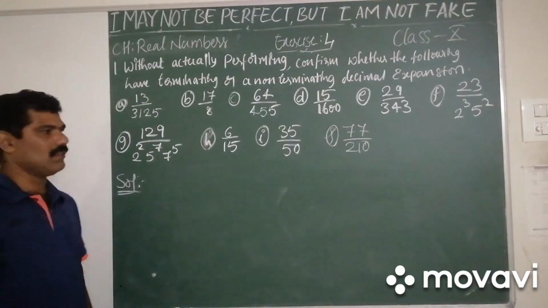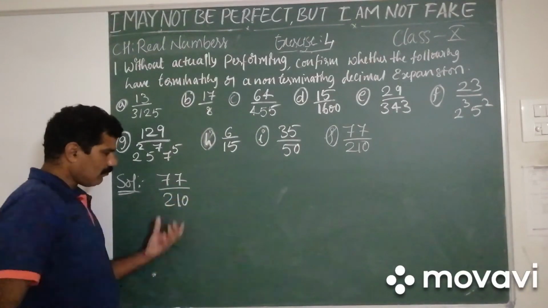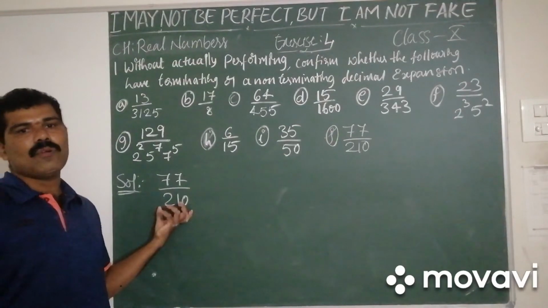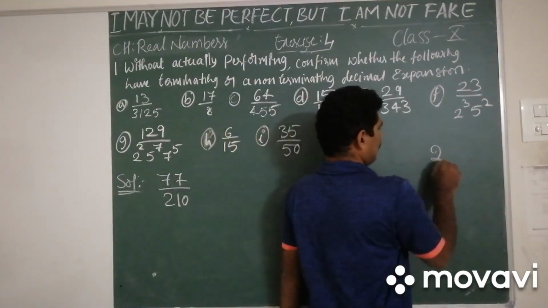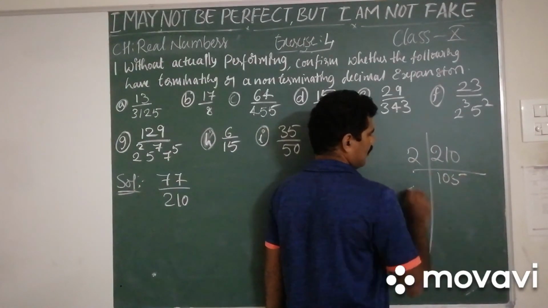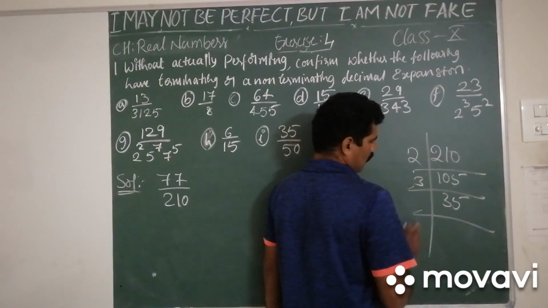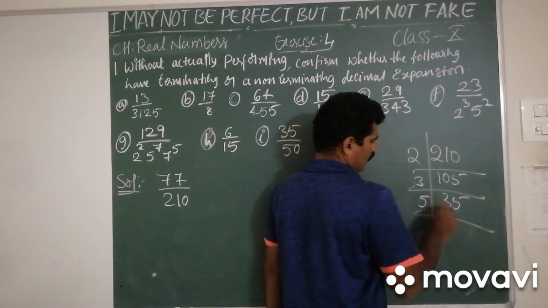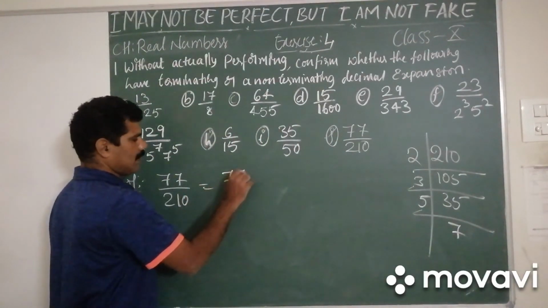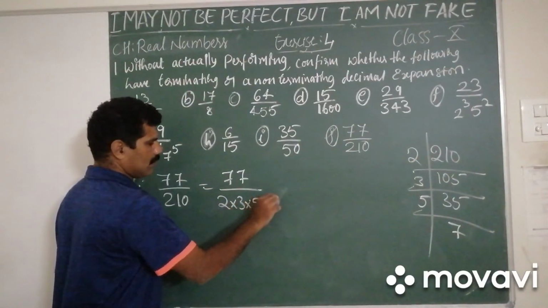And now the last one, that is 77 by 210. So now we have to represent this in terms of product of prime factors. So 210, 2 105 times, 3 35 times, 5 into 7. So denominator can be written as 2 into 3 into 5 into 7.